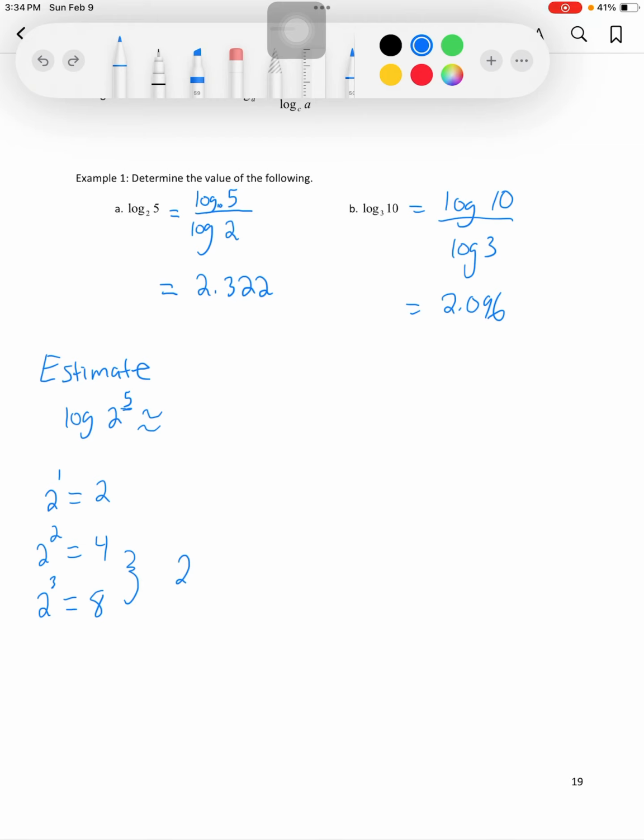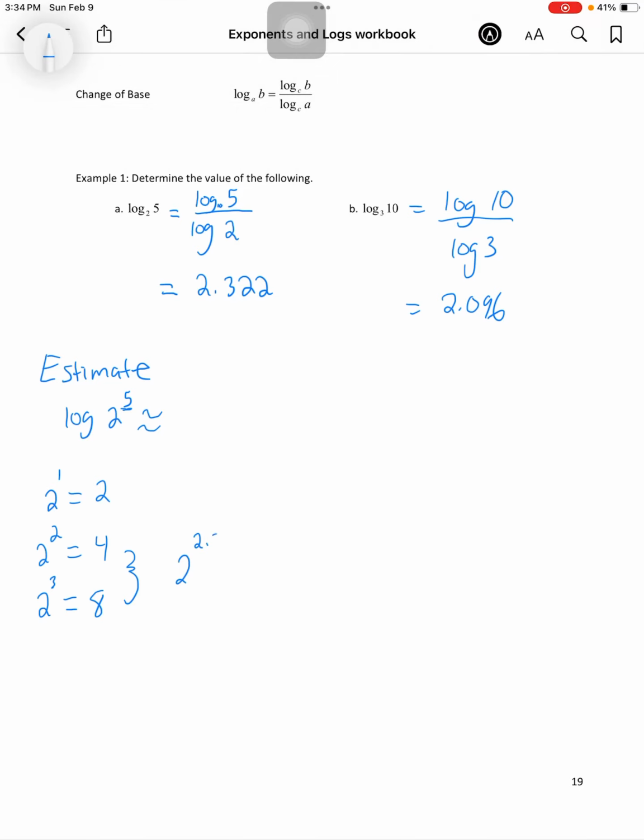So here we check, is 5 closer to 4 or is 5 closer to 8? 5 is much closer to 4, so that means our decimal number should be closer to 2 than to 3. So you're going to say it's roughly around like 2.2-ish or 2.3. Any of those numbers would work. 2.4 is kind of pushing it. Do not put 2.5. But any of those numbers would be acceptable. And that would be your final answer.